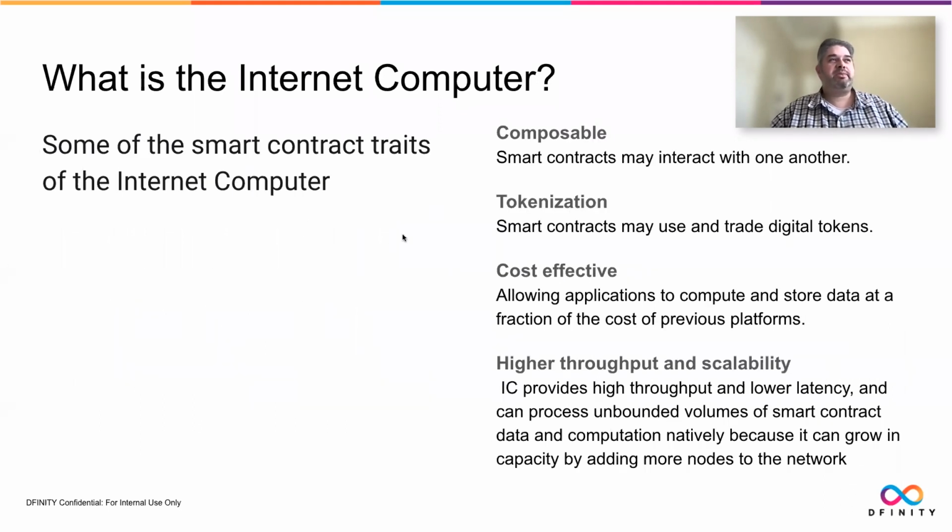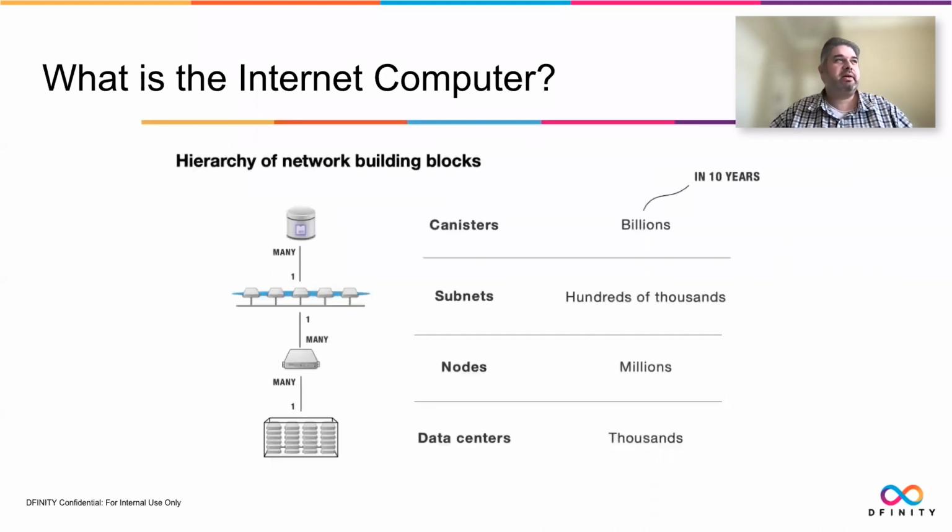Some of the smart contract traits of the Internet Computer are that they're composable, which means that they can talk to each other. You can use tokenization to use or to trade digital tokens. It's cost effective. It's a lot cheaper to run your dApps on the Internet Computer than many comparable solutions. And we provide higher throughput and scalability.